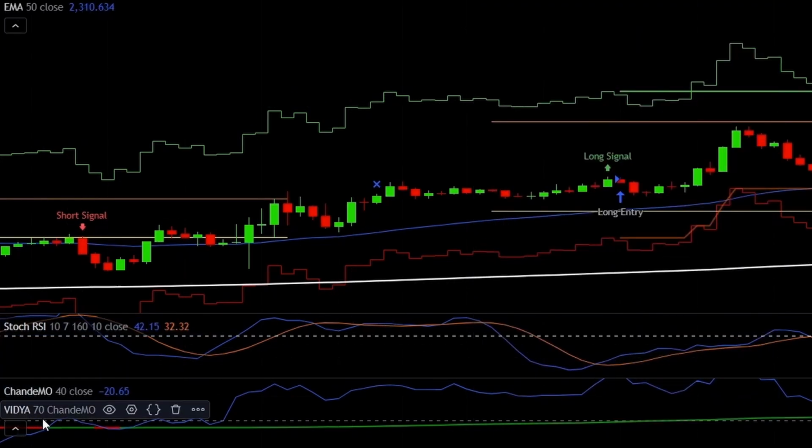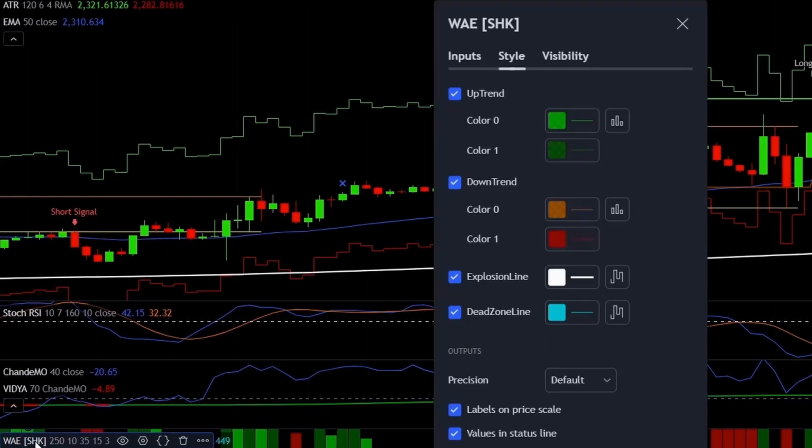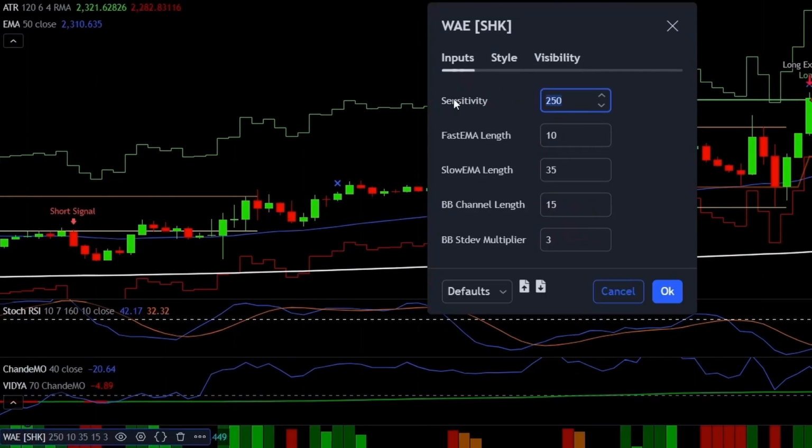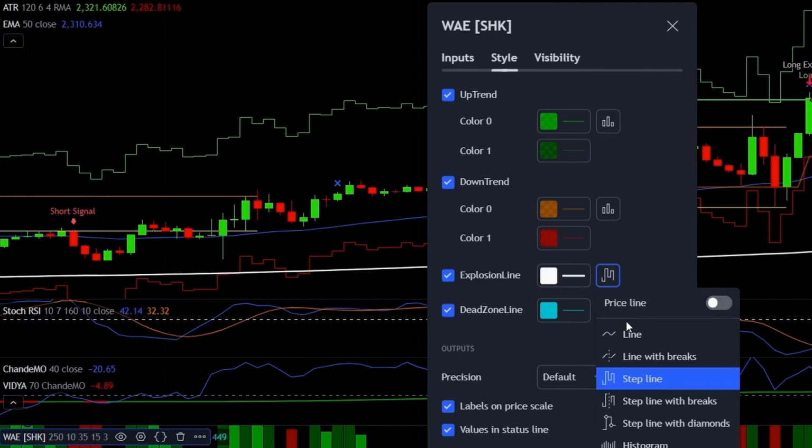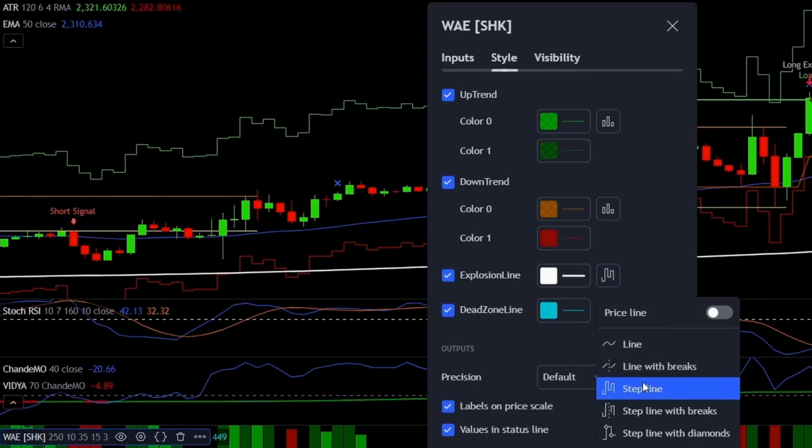We have already set up our ChandeMO and the Vidya, so move down and we are at the WADA-ATAR. Change its sensitivity to 250, the fast EMA to 10, the slow EMA to 35, the BB channel length to 15 and the BB STDEV multiplier to 3. Then go to the Styles tab, where I modify the explosion line and the dead zone line. I change the explosion line to white and the dead zone line to blue, so it will be easier to see. And I also change the line styles to step line.